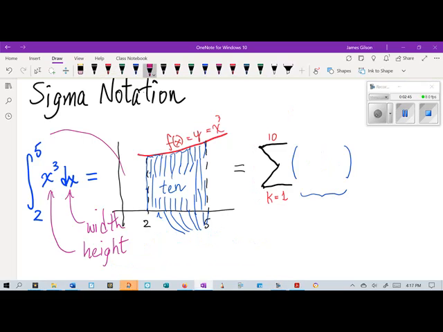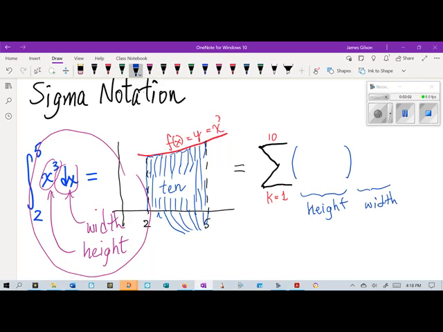Now, in the same way that on the integral, we think of x cubed being the height of each one of those rectangles and dx being the width, the same is going to be true here. So this is going to be the height part, and this is going to be the width of each rectangle. Now, the width is actually easier to figure out on the front end than the height, so let's start there.